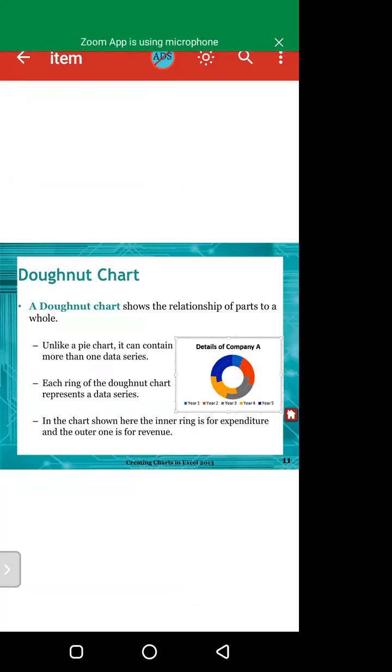A donut chart shows a relation of part to a whole. Unlike a pie chart, it contains more than one data series. Each ring of the donut chart represents a data series. In the chart shown here, the inner ring is for expenditure and the outer one is revenue.